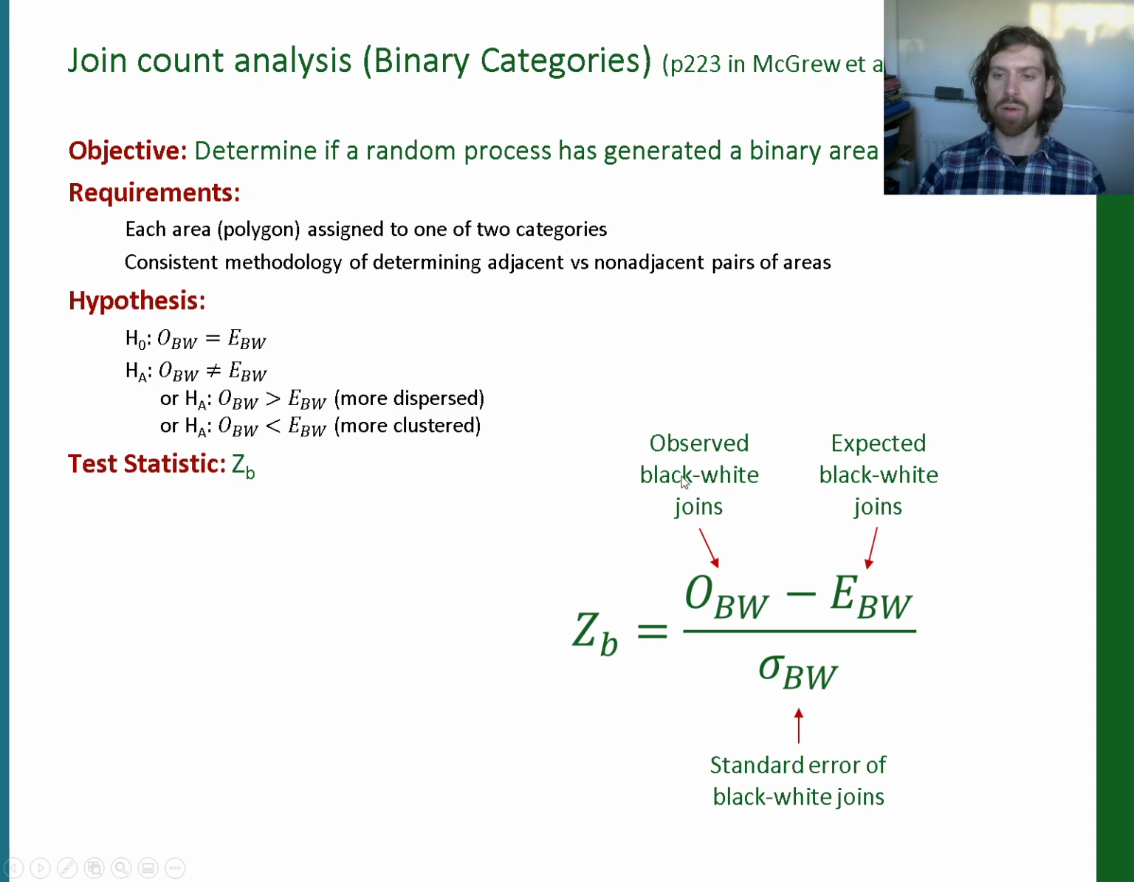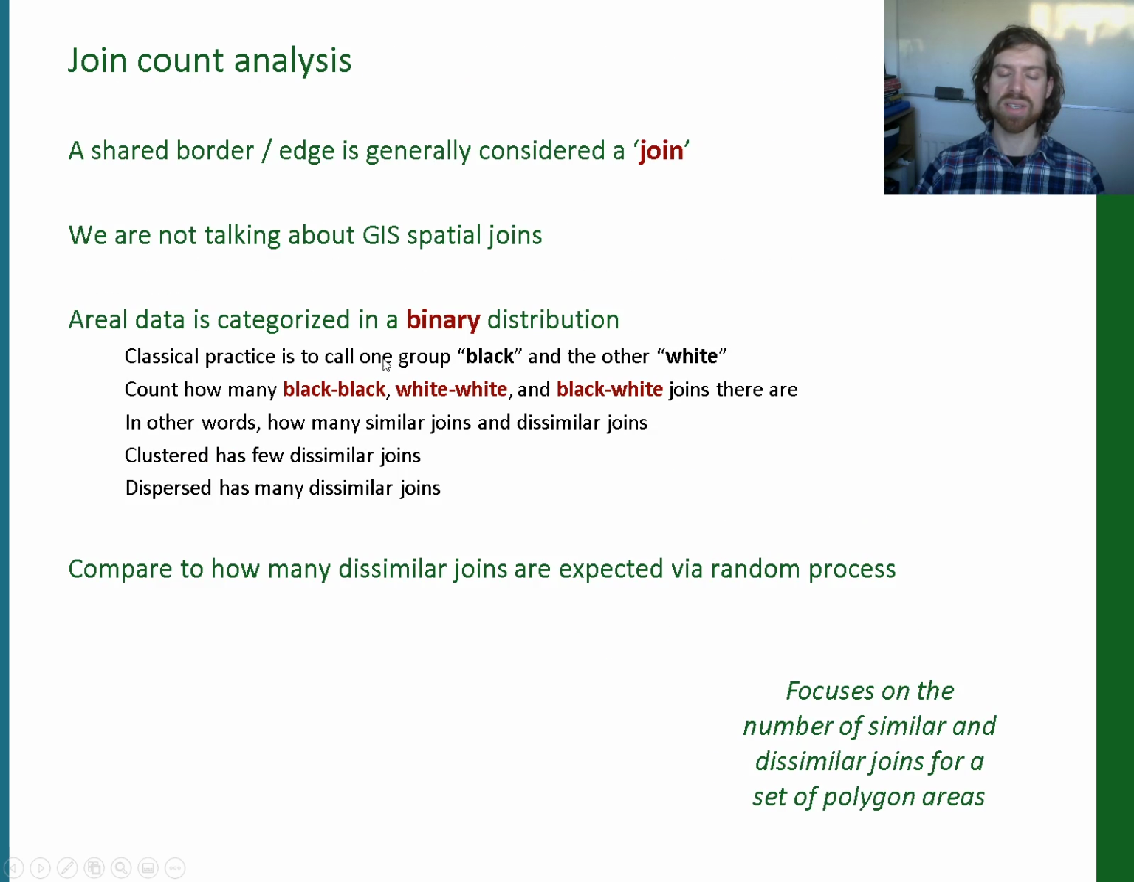The one thing that I haven't noted to you is this black-white joins approach, and that's just because it's standard. Okay, so I'll explain what that means now. Firstly, we're focusing here on areas that have a shared border. So imagine you have two squares next to each other and they share a border, they would be classed as joins. Okay, I'll show you what this means geographically shortly. We're not talking about GIS spatial joins, okay?